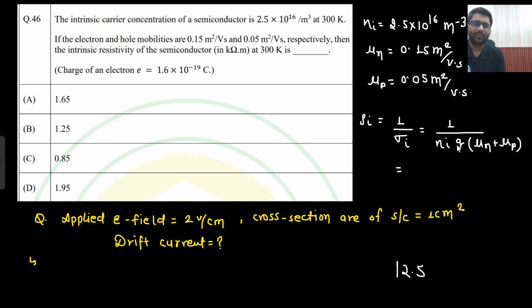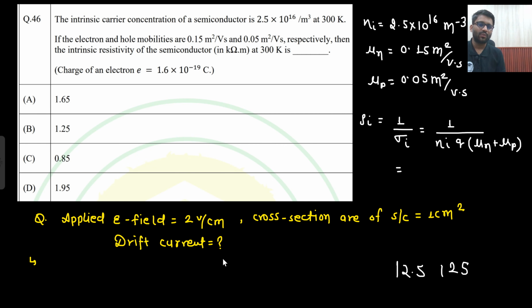So 0.2 multiplied with q, that would be 1.6 into 10 to the power minus 19, multiplied with 2.5, and then I need to take the reciprocal. If I don't care about the decimal point, like in place of 2.5 I am writing 25, in place of 1.6 I am writing 16, and I get my answer 125, still very confidently I can click on option B. But what if in the options 1.25, 12.5, 125 was mentioned? So at that time I need to take care of the calculation.